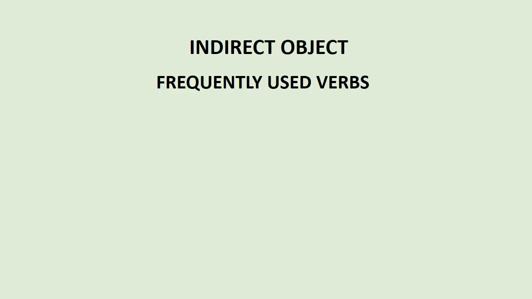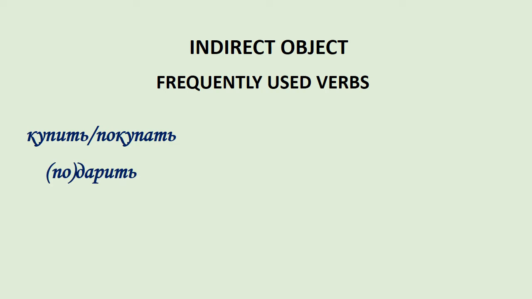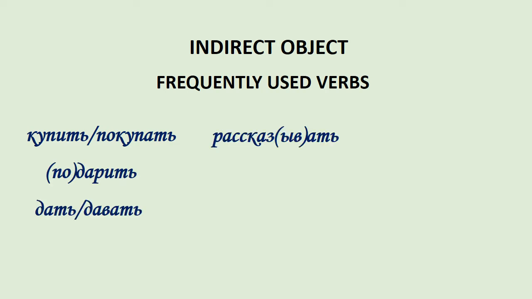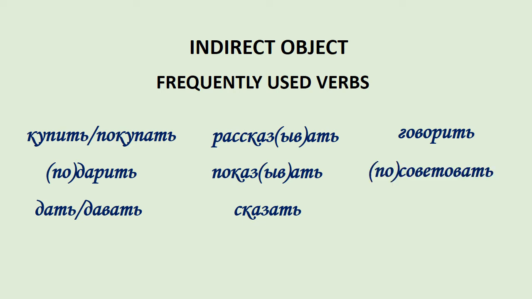Here is a list of some verbs that we frequently use with indirect objects. Купить or покупать, купить подарок сестре или маме. Дарить and подарить, дать or давать. Рассказать or рассказывать. Показать or показывать. Сказать, говорить. Советовать and посоветовать. Писать and написать. For example, писать письмо другу.